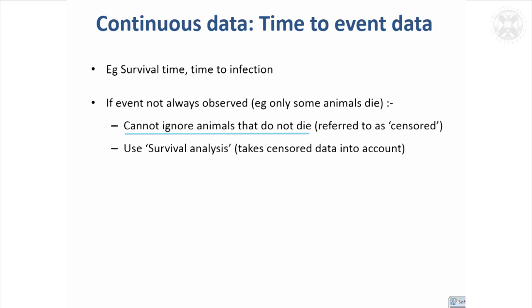Whether or not it's survival you're looking at, the methods used to analyse this type of data are always talked about as survival analysis. And they take these, for example, animals that don't die into account, and these are called censored data because you know that they've survived to a certain amount of time, but you don't know exactly how long they're going to survive because you haven't observed them die yet.